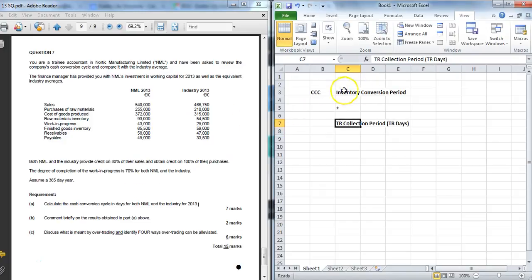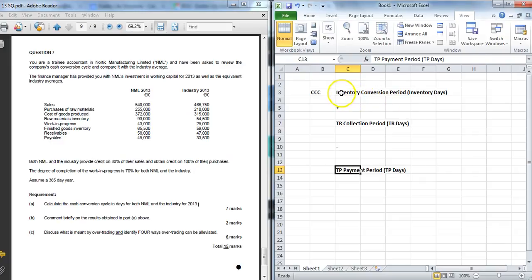And again, inventory conversion period can be known as inventory days, just in case you see different terminology. And then you take off, or minus, your trade payable payment period, also known as your trade payable days.